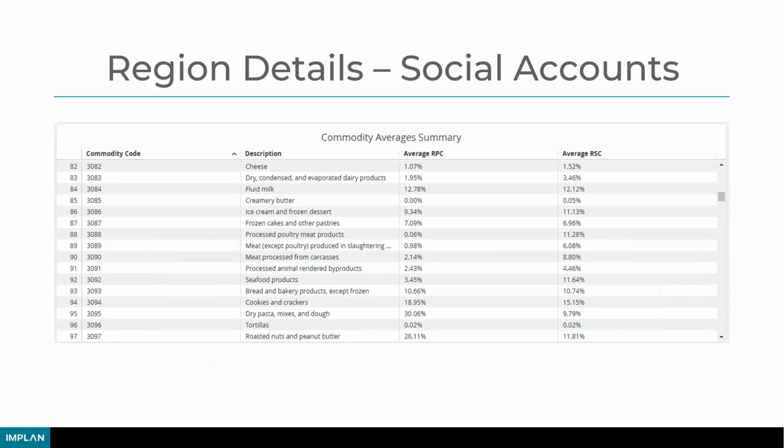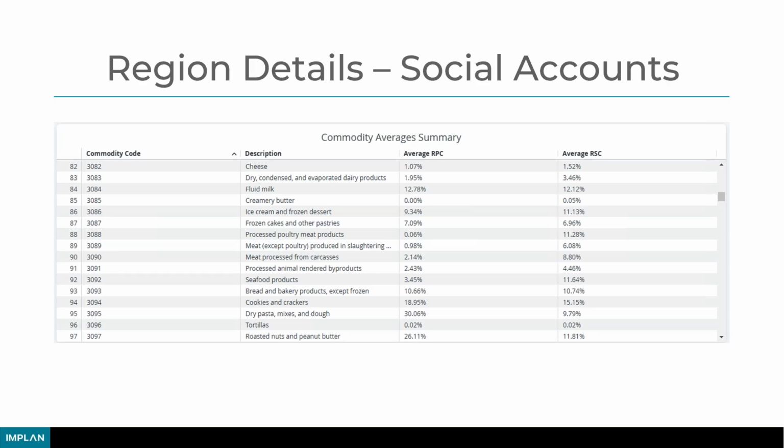Here's one of the key pieces of how IMPLAN conducts economic impact analysis, looking at regional purchase coefficients and regional supply coefficients. So we're looking at what are these regional purchase coefficients and regional supply coefficients for given industries. So step back, what is a regional purchase coefficient? It's that proportion of local demand for a commodity that is currently met by local production. And so all industries and institutions are assumed to purchase that commodity locally at the same rate.